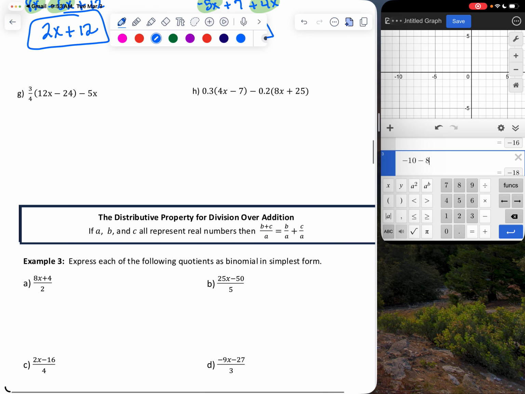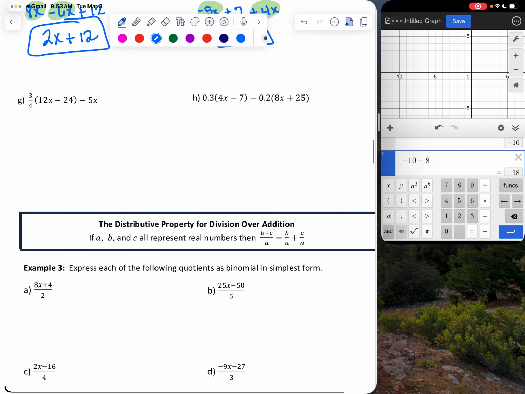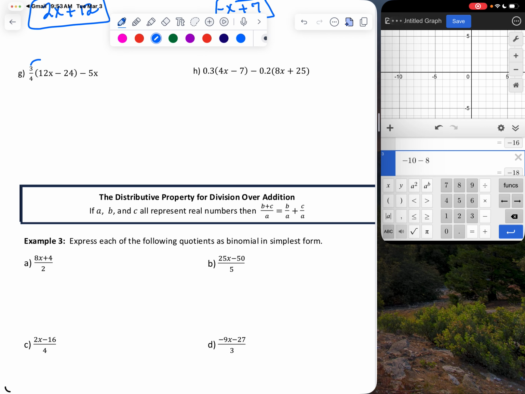Now, a lot of people get intimidated when there is a fraction in front of the parentheses, but you're going to do this the same way. You're going to multiply 3/4 times 12x and 3/4 times 24. So if you struggle with fractions, remember you can put this in your calculator. So I could multiply 3/4 times 12. Don't put the x in there, just the 3/4 times 12. And that gives me 9x. So 3/4 times 12x is 9x.